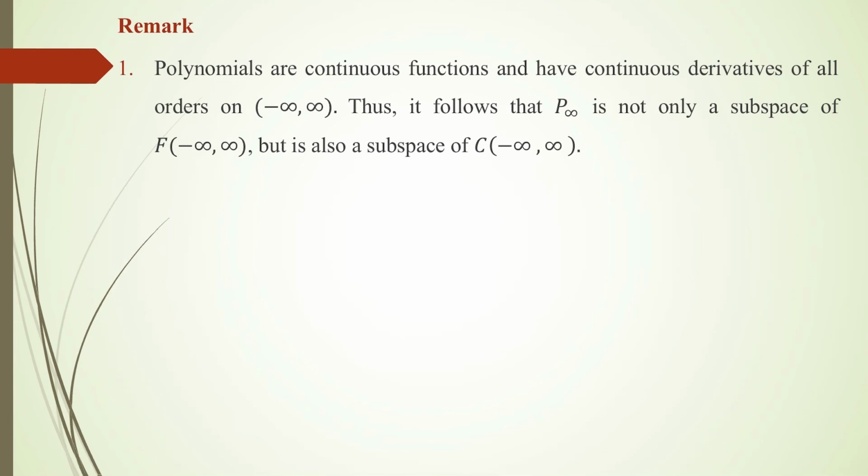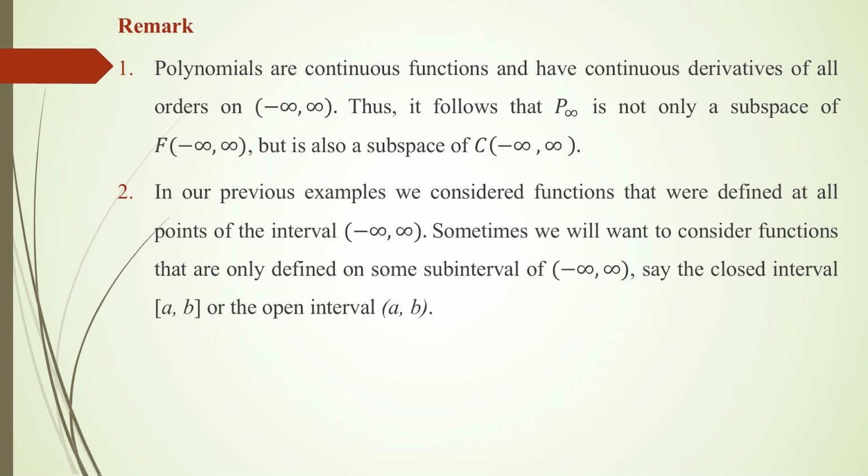Also, the polynomials have continuous derivatives of all orders on minus infinity to infinity. Thus, it follows that P infinity is not only a subspace of F minus infinity to infinity, but also a subspace of C minus infinity to infinity, and it is a subspace of C1 minus infinity to infinity. It is a subspace of C2 minus infinity to infinity. In general, it is a subspace of Cm minus infinity to infinity for any natural number m.